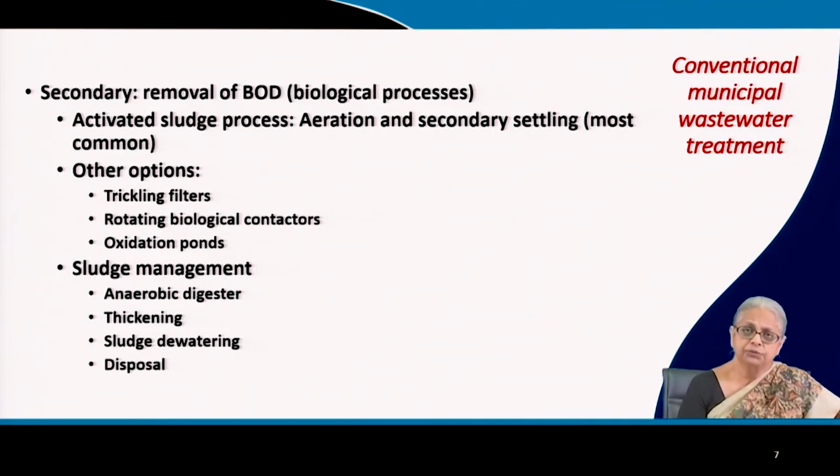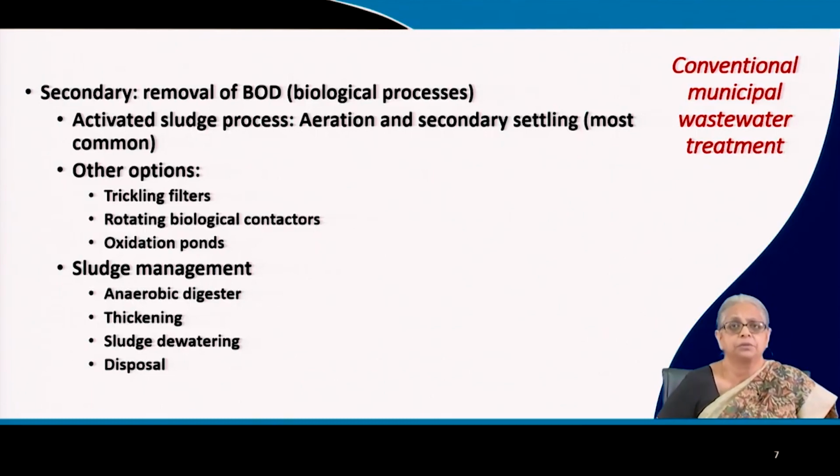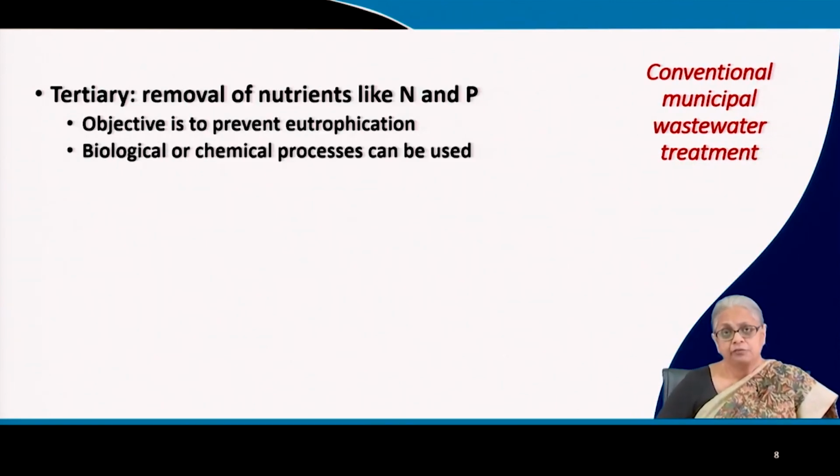There are two outputs from the anaerobic digester. One is biogas and the other is a reduced volume of sludge. This sludge has to be further thickened and dewatered, and then the solids are disposed of either by incineration or by landfilling. You may have to go for tertiary treatment for the removal of nutrients like nitrogen and phosphorus. The objective here in this case is to prevent eutrophication.